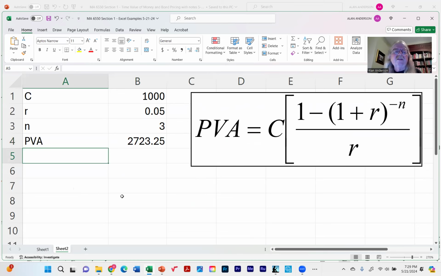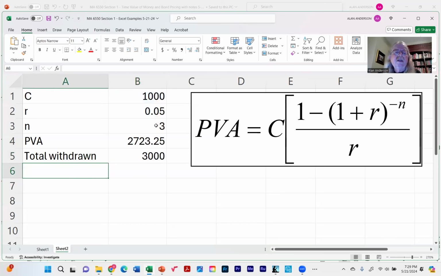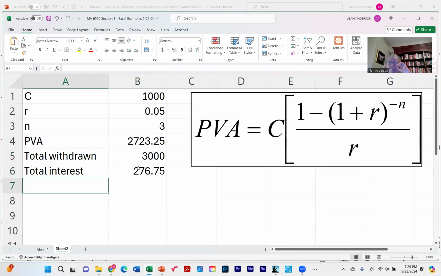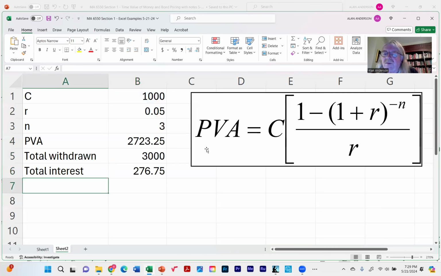So what this is also telling me is that the interest that I've earned, first, the total withdrawn is 1,000 times 3. And so therefore, the total interest that I've earned is the difference between the two. Okay. So now again, this is assuming that this is an ordinary annuity, meaning that the cash withdrawals don't start until next year. If that's not true, then we have to adjust the formula.